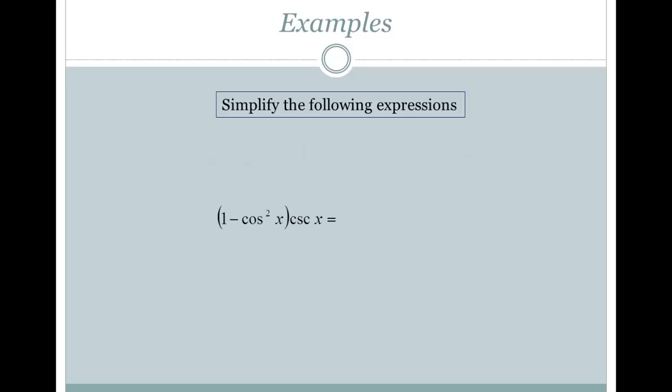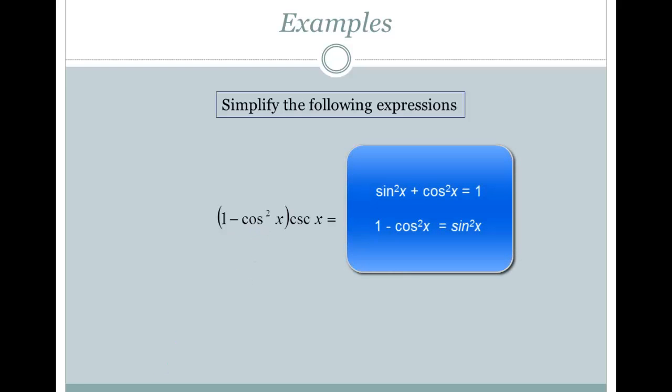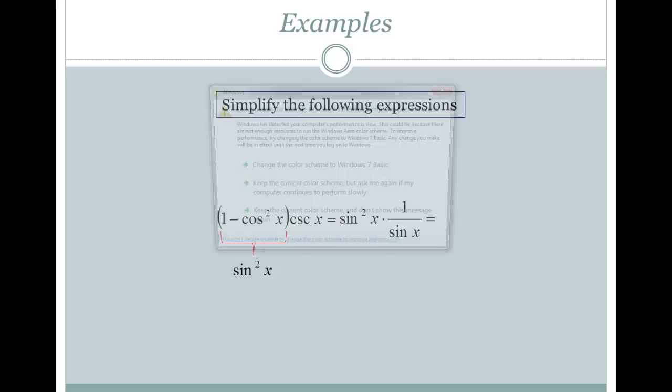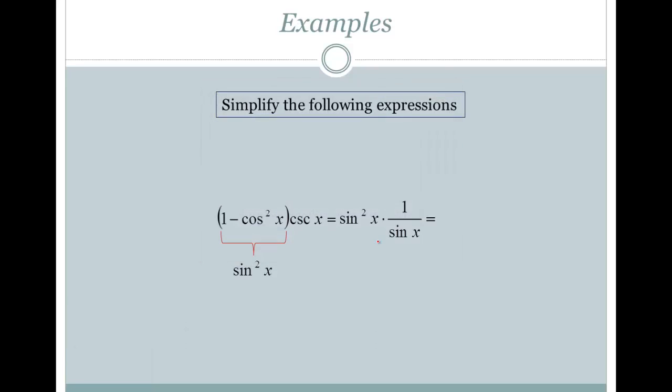1 minus cosine squared times cosecant. This, you should see, we can use a Pythagorean identity. That's just sine squared. So we have sine squared times cosecant. So I get sine squared x times 1 over sine x, and that's simply going to be equal to sine of x.